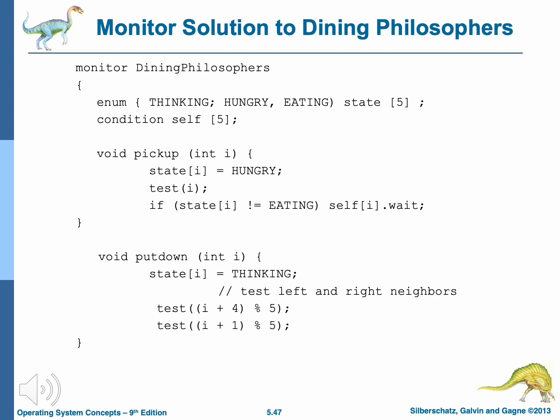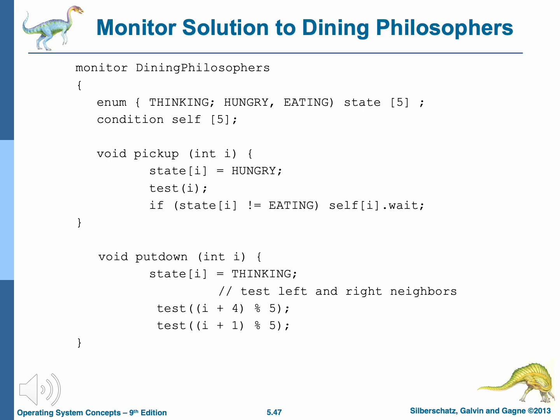Next, we illustrate monitor concepts by presenting a deadlock-free solution to the dining philosophers problem. This solution imposes the restriction that a philosopher may pick up her chopsticks only if both of them are available. To code this solution, we need to distinguish among three states in which we may find a philosopher. For this purpose, we introduce the following data structure.